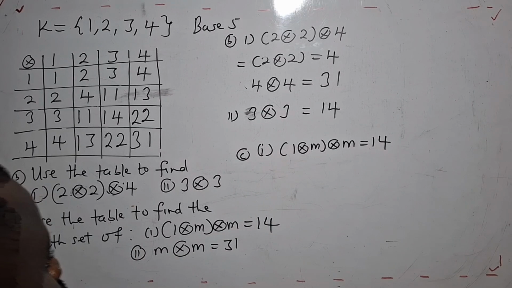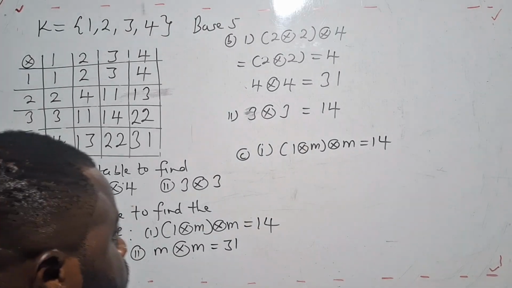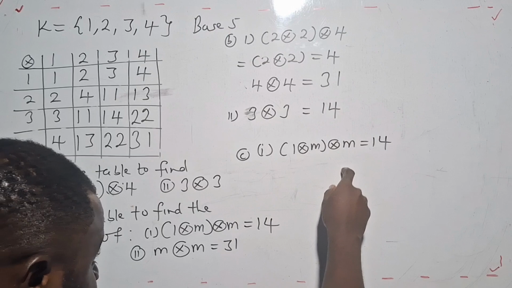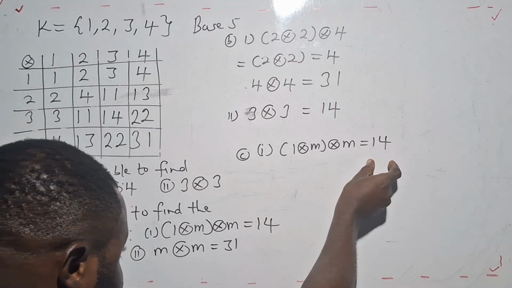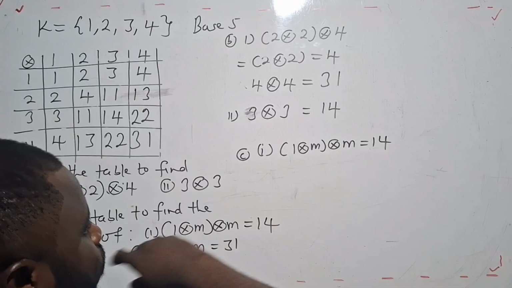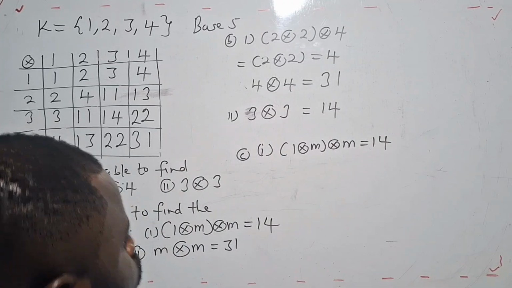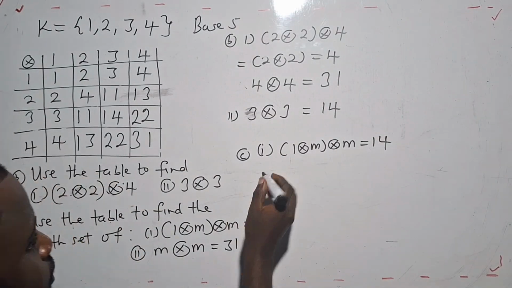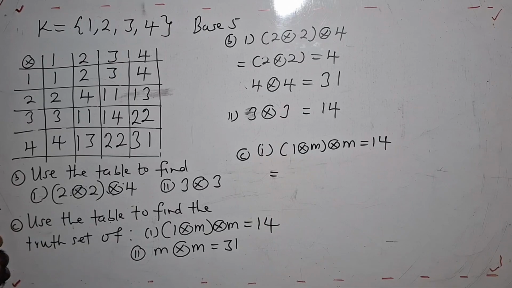So according to the table, 1 times a number times the number itself gives you 14. So we have to look for the number. Here, it means we are going to look in the 1 column. So let's use 1.